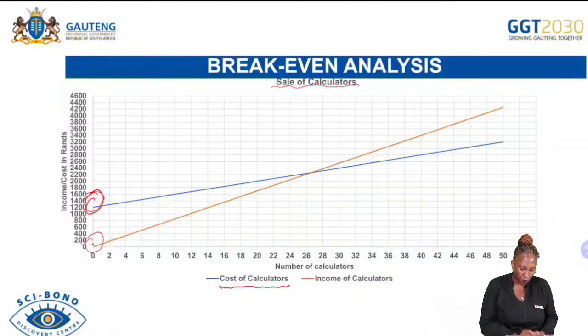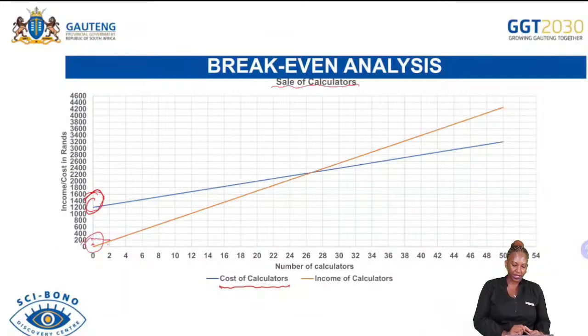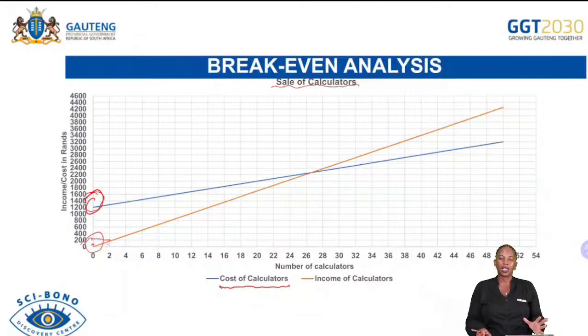If I sell 2 calculators, if you look at this one, I sell it for 100 rand each, so if I sell 2, look here, how much will I get? 200 rand. So 2 is for 200 rand, and so on, because I am selling each calculator for how much? 100 rand.